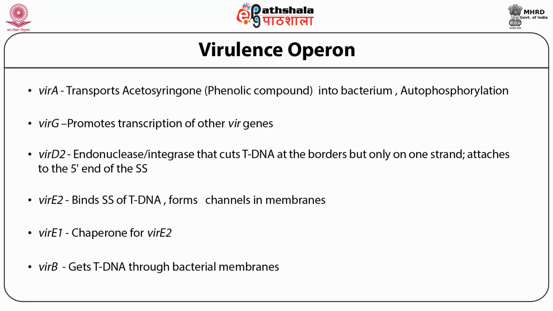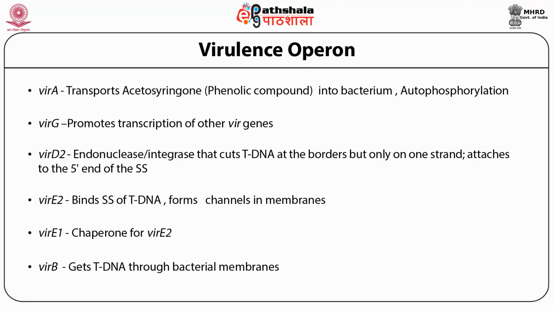To start with the VirA gene, it codes for a receptor which reacts to the phenolic compounds released by a wounded plant. This could be acetosyringone, syringaldehyde, or acetovanillone. Now this gets autophosphorylated in the presence of these phenolic compounds. As it works in tandem with VirG as a two-component system, it can also phosphorylate VirG, and then VirG activates expression of other virulence genes after binding to a consensus sequence.